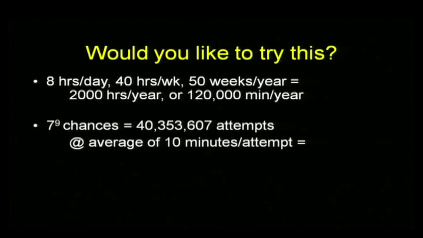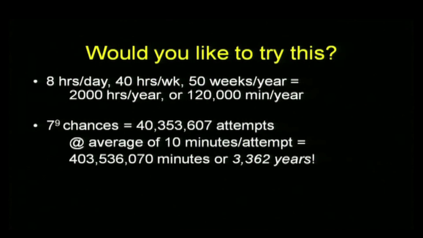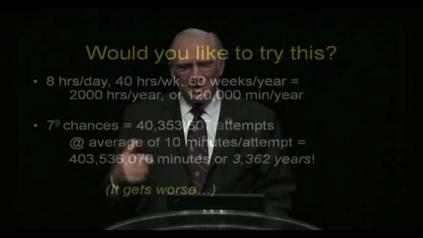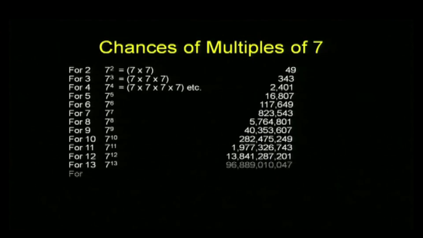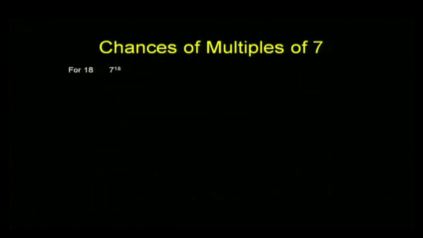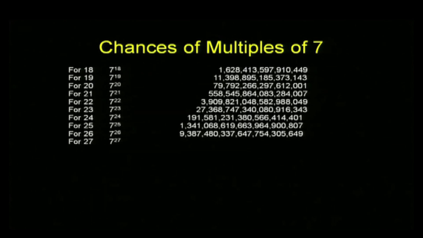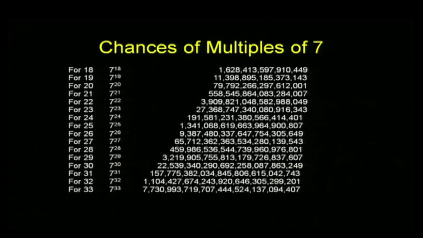If it takes 10 minutes at a time to write one of these genealogies, then that would take 400 million minutes, or over 3,000 years. But it gets worse than that. That's just a quick approximation. Let's look further. If I go on with these words, these rules, it turns out that I can give you actually 34 of these. And that's one chance in oodles.